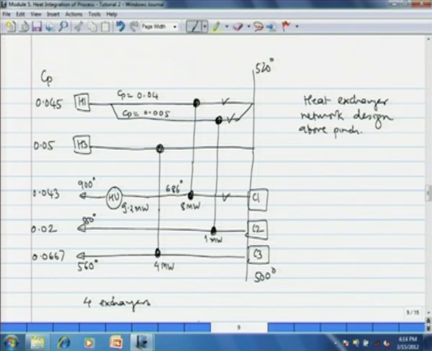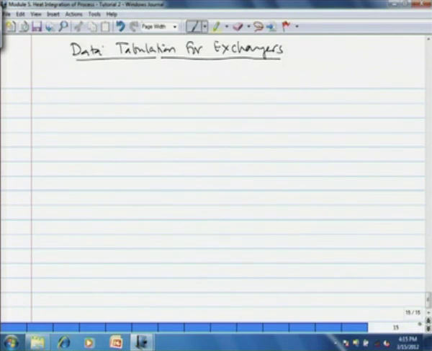above pinch. We had 4 exchangers. So, let us call them HE1, the 4 megawatt is HE1, 1 megawatt HE2, 8 megawatt HE3, and 9.2 megawatt HE4. Now, this exercise is pretty straightforward, and I am giving you directly the data. You can calculate or you can tabulate the data.